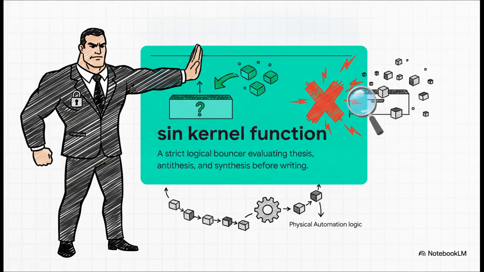Now, to maintain perfect order inside that local database, SeedTree uses something called the syn kernel function. You can think of this as an uncompromising, super strict logical bouncer standing right at the door of your database. It sequentially checks to see if a database space is empty. That's the thesis. If it is, great. It synthesizes the new data directly into that open slot. But if data already exists, the bouncer firmly and violently rejects the input, the antithesis. It evaluates this logic before a single byte is ever written, which completely prevents those accidental overwrites and namespace collisions.